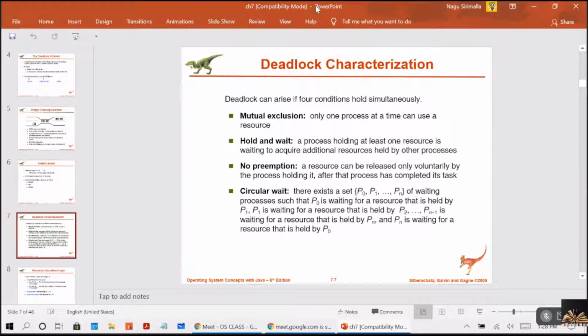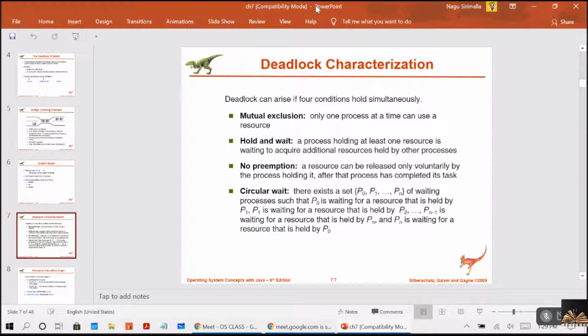Now, hold and wait. What do you mean by this hold and wait? Hold and wait means a process must be holding a resource and waiting to acquire additional resources that are currently being held by other processes. Hold and wait means a process holding at least one resource and it is waiting to acquire additional resources held by another process. That is hold and wait.